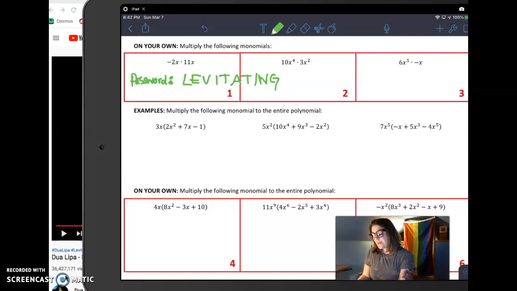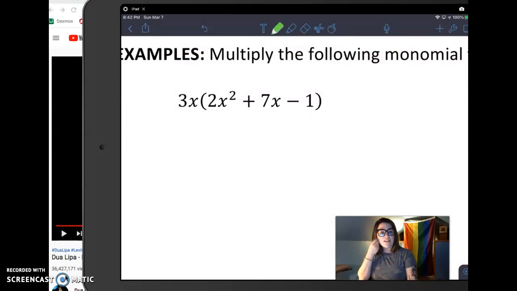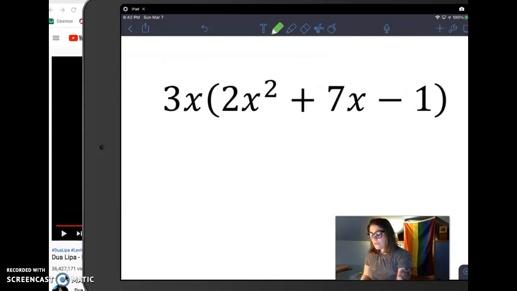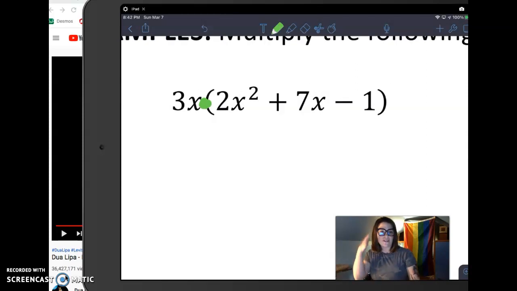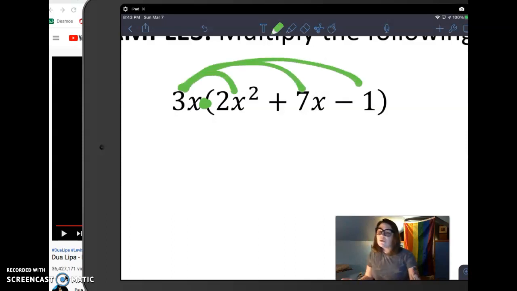So the first example we're going to do, you can see that this has parentheses. Now, more secrets. Whenever you have a number or a letter in front of a parenthesis, there's secret multiplication. So we're still multiplying, just like in similar problems where we have to distribute. What distribute means is that you're doing each single multiplication separately. So first we're going to do the 3x times the 2x squared.